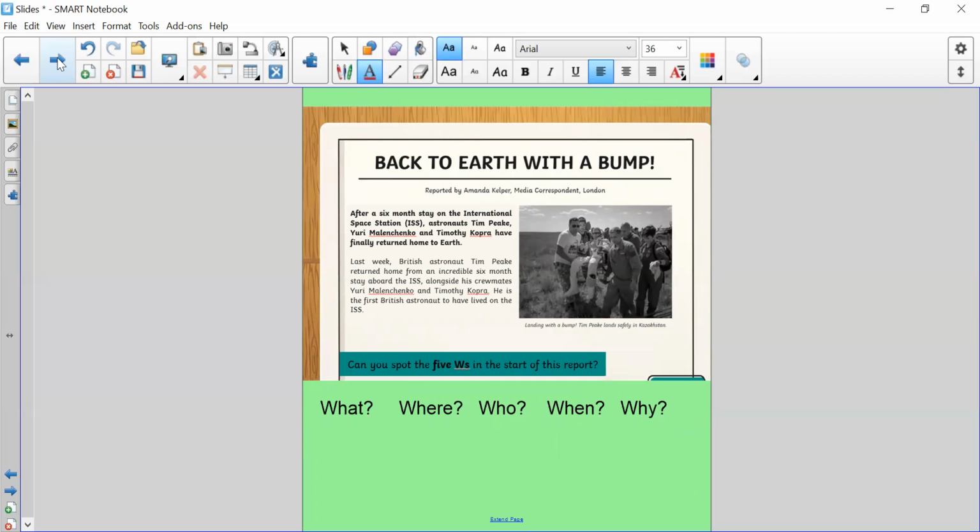What I would like you to do now is try and spot the 5 W's in the start of this report. So remember, the 5 W's are what, where, who, why, and when. How is mentioned if relevant, but these are the main 5 points.